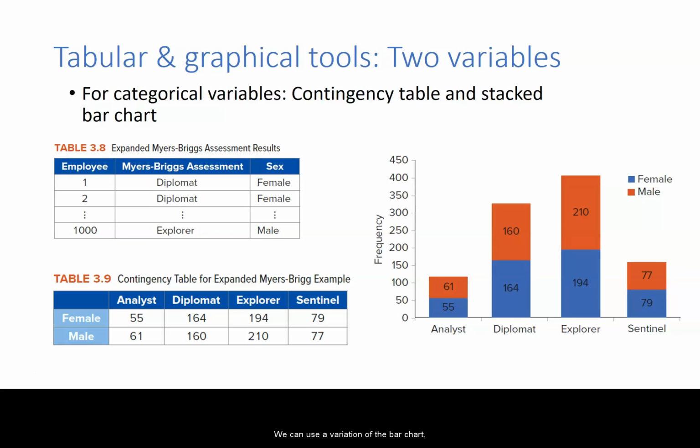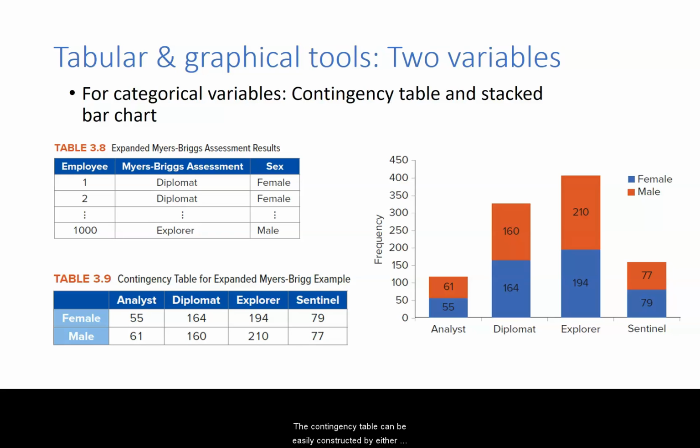We can use a variation of the bar chart called the stacked bar chart to visualize two categorical variables, as in this example. In this example, we have included another categorical variable, sex, in our personality type dataset. Table 3.9 in this slide shows a contingency table that shows the frequency of personality type and sex. For example, 55 female employees have the analyst personality type, whereas 61 male employees fall into this category.